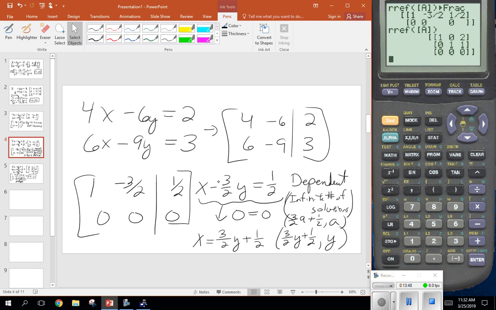So this one, we only had 1 equation with information, and then 0 equals 0. That's meaning these equations are basically redundant. They're the same equation. Only one of them gave you valuable information. So that's how you solve systems of equations using your calculator.